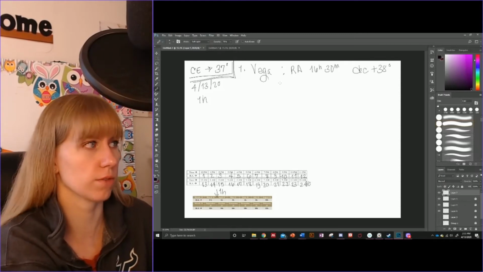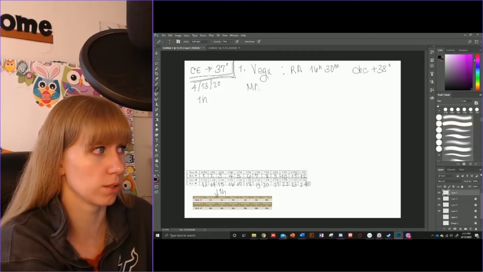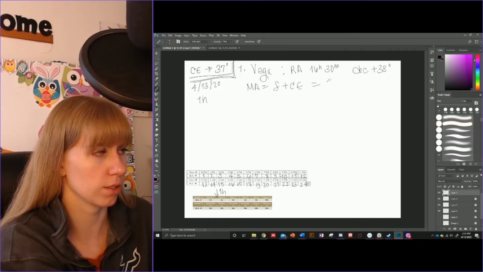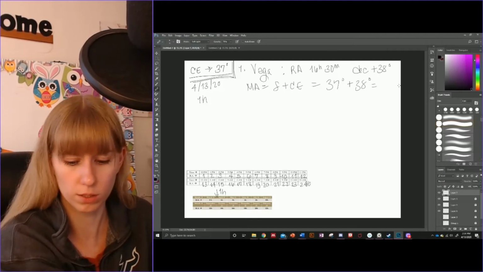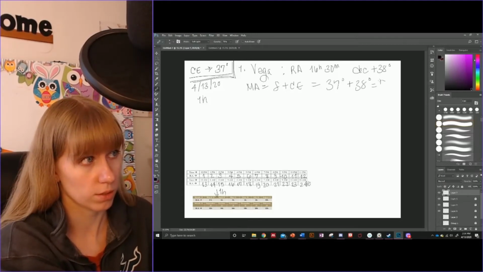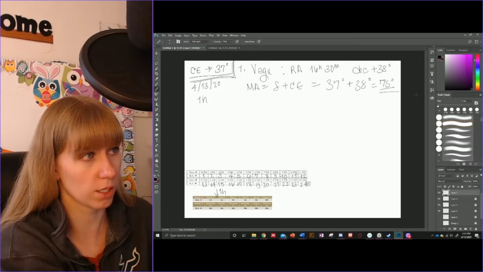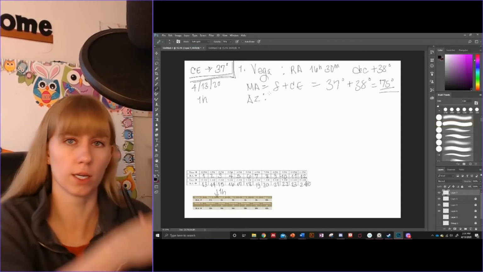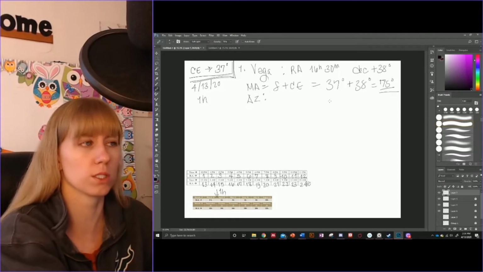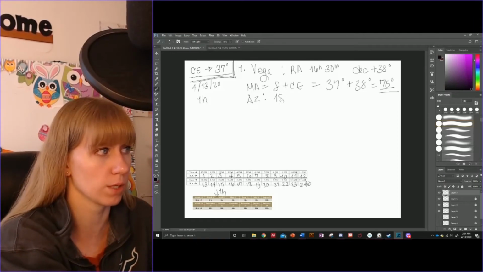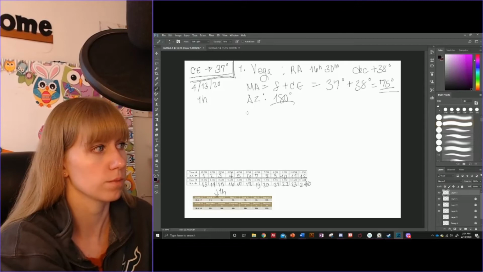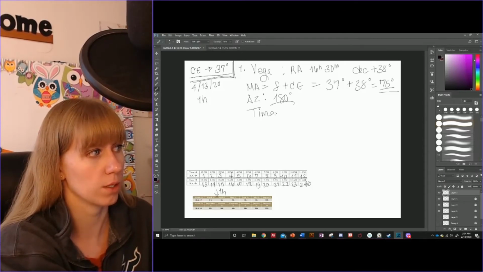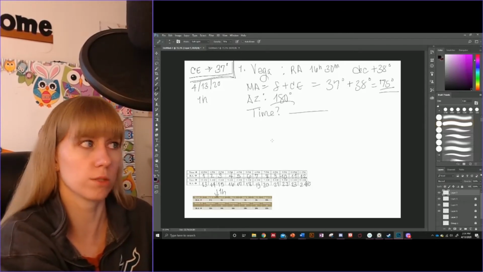First thing let's find the maximum altitude. So remember, maximum altitude is equal to declination plus celestial equator. So we've got 37 degrees plus 38 degrees, which is going to give us 75 degrees. Okay, that is our maximum altitude. What is the azimuth? What direction are we going to be hitting our maximum altitude? Well, since we didn't subtract by 180, it will be south, or 180 degrees. Okay? Now let's figure out the time.